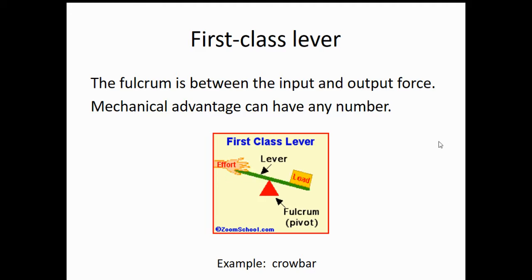So the fulcrum is in the middle. A seesaw is a good example of that. A crowbar would be an example of that. So if you're using a crowbar to pry something open, or if you're using a hammer to pry a nail out, the hammer is acting like a first-class lever. This is your typical lever that you would think about.